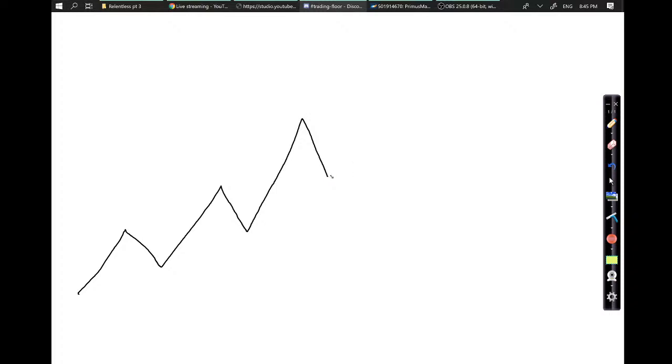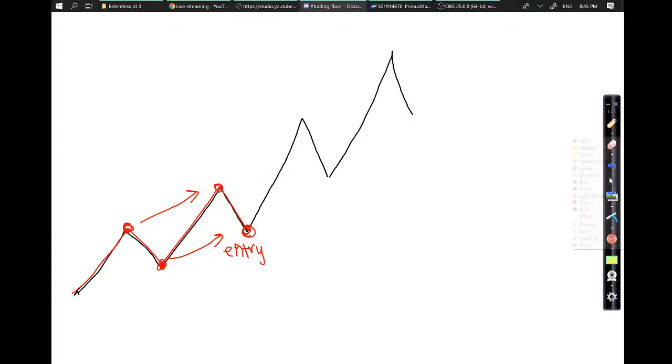For an uptrend, you'll see this. Usually, that's what you'll see. Those are the waves. So your first wave and second wave, this is your entry point, after confirming higher high, higher low. You have the higher low, and now the higher high from here. You enter here.